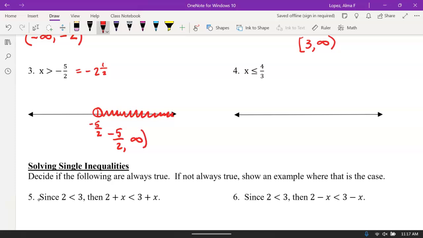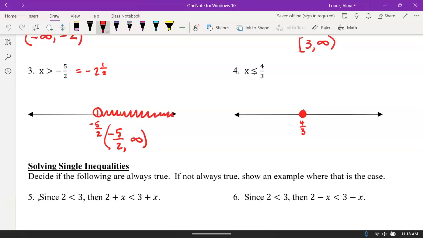Close the infinity with a parentheses, and the -5/2 also with a parentheses because of the open circle. And number 4, x is less than or equal to 4/3. Find the 4/3 on your number line. Because of the closed inequality, I know it's going to use a solid circle. Now, x is less than or equal to 4/3.